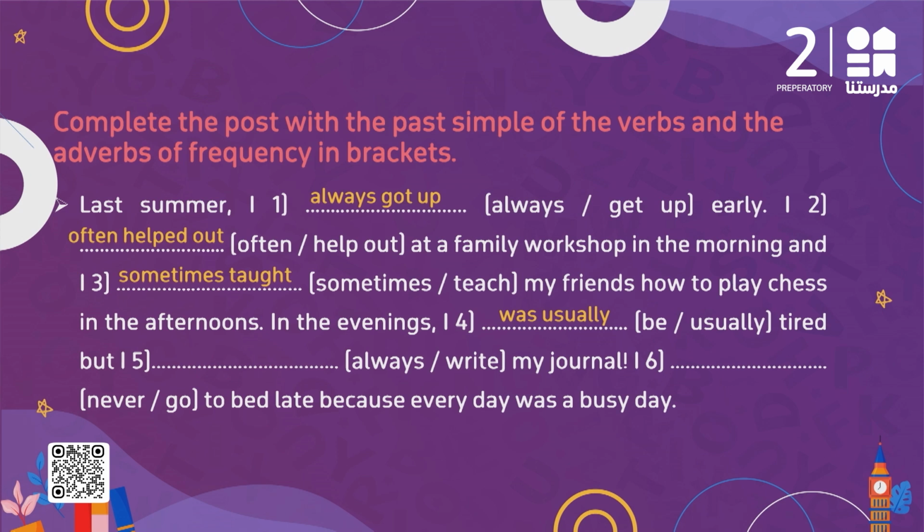We have always and write. The past form of write, I always wrote. So the past form of write is wrote. I always wrote my journal. We have never go to bed late because every day was a busy day. So go becomes went. I never went to bed late because every day was a busy day.